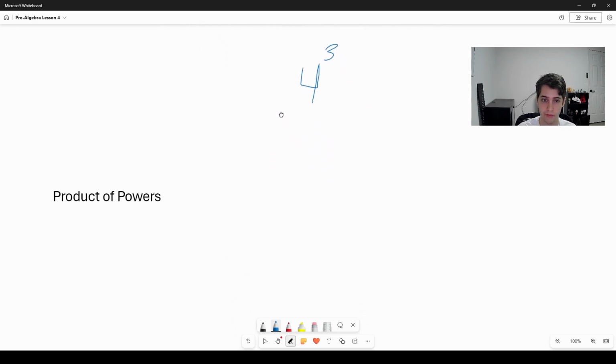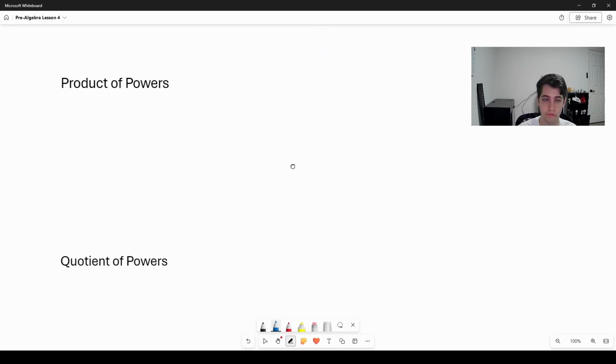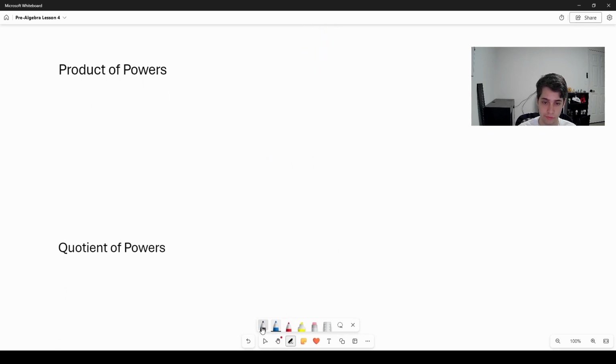So with that in mind, let's move on to our first rule here, product of powers. So product, again, this means multiplying, right? So it's multiplying 2 powers together. Here is kind of the abstract rule, and then I'll also give you real examples, that way you can have a better understanding of what we're talking about.